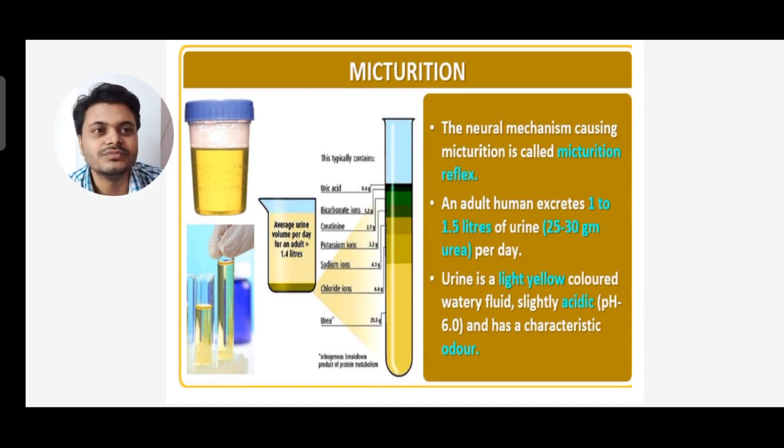An adult human excretes 1 to 1.5 liters of urine, that is 25 to 30 gram of urea per day. And urine is a light yellow colored watery fluid, slightly acidic. The pH is about 6, so it is slightly acidic, and it has a characteristic odor.